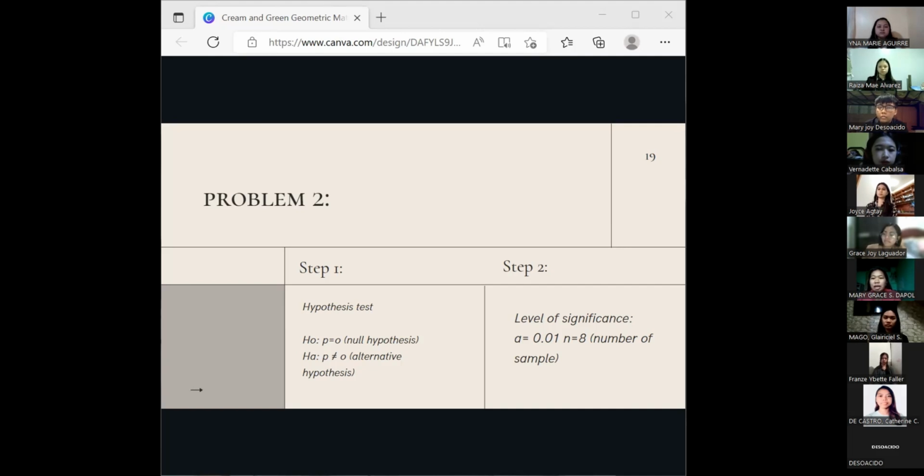Then step 2. Level of significance is given in the problem, which is 0.01. To find degree of freedom, get the number of sample, which is 8, then minus 2 equals 6. Here is Mary Joy Deso Asido to continue the discussion.